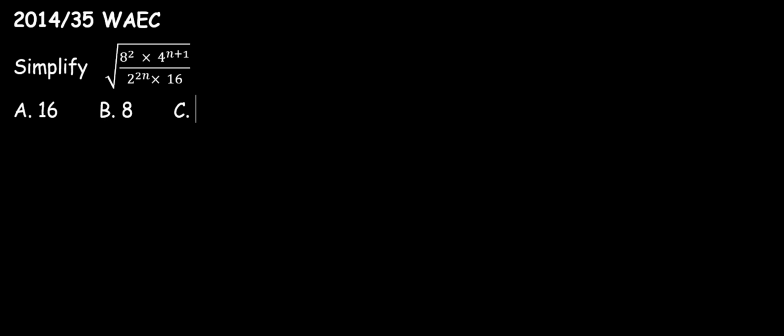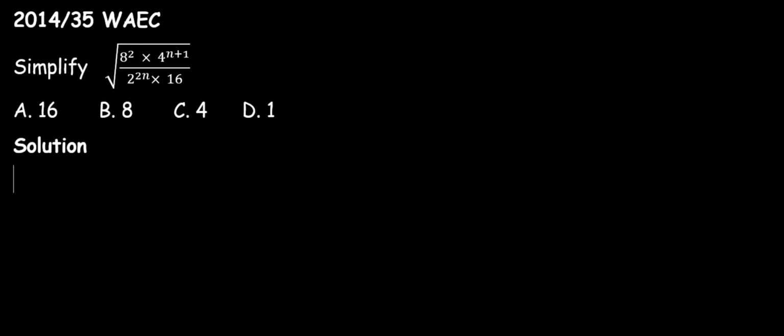Another example. Simplify the square root of 8 raised to power 2 times 4 raised to power n plus 1, then you go to the denominator now, 2 raised to power 2n times 16. The options are given: a 16, b 8, c 4, d 1.